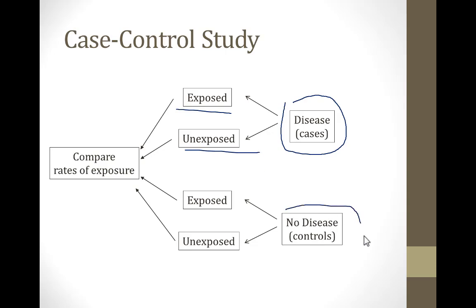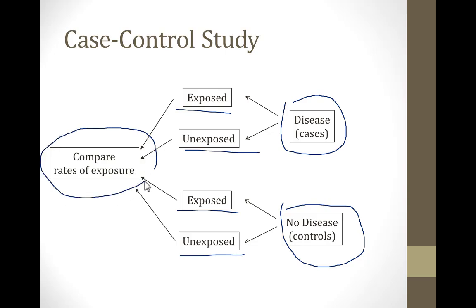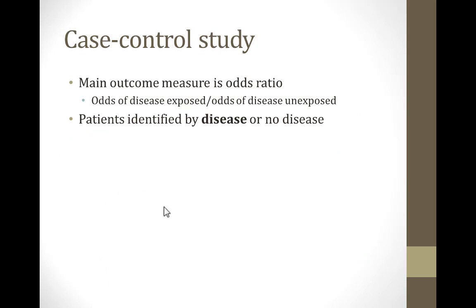And then you've got to go and find a control group. And the control group also has to contain a mixture of smokers and non-smokers, exposed or unexposed patients. Once you've identified these two groups, then you compare the rates of exposure. And what you're looking to see is if there are higher rates of smoking among the cases versus the controls. The main outcome measure of a case control study is the odds ratio, and I talk about how to calculate this in a different module.